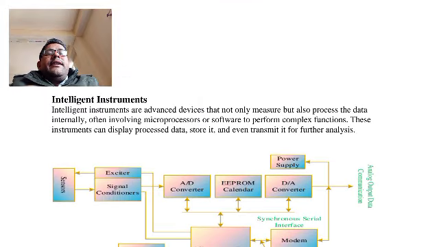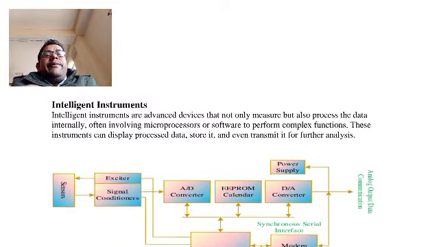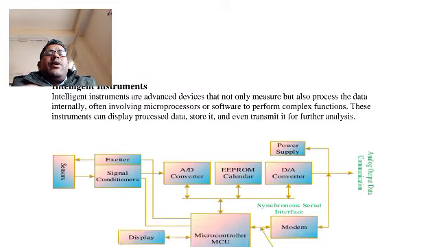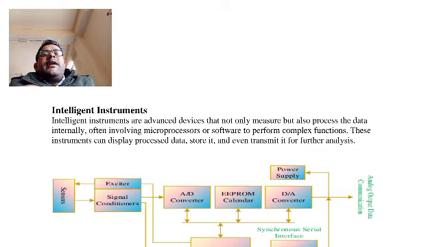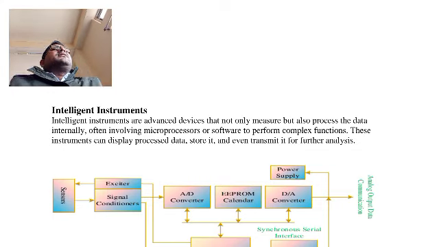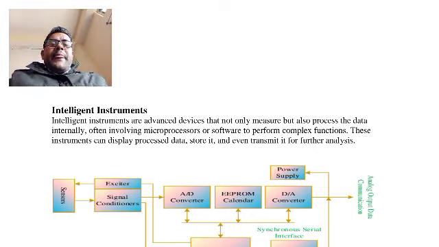And last is the intelligent instrument. We have discussed the previous dumb instruments. They are not intelligent instruments. They measure and display. They don't record, don't process anything. In this section, we will discuss the intelligent instrument.